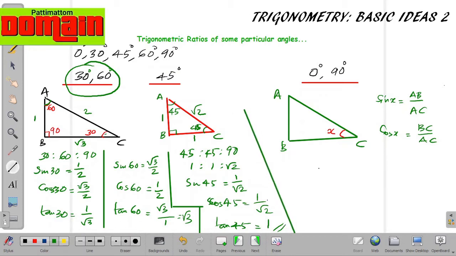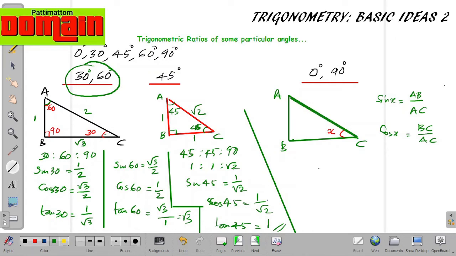And here we try to find out the values of sine 0, sine 90, cos 0, and cos 90. First, let us consider angle 0. For that, we consider a general right angle triangle ABC like this. Suppose this angle C is X. First, we fix these 2 points B and C, and the point A is allowed to move.